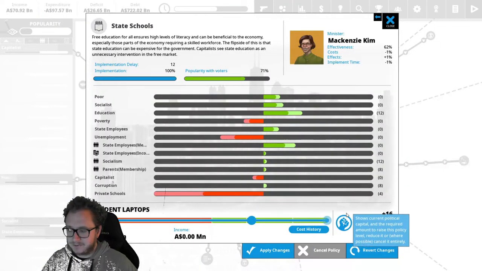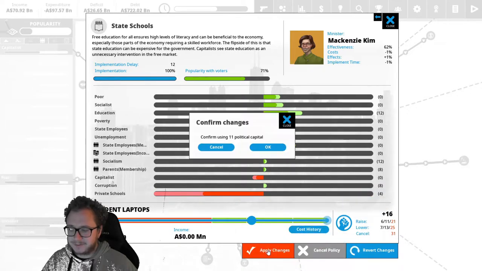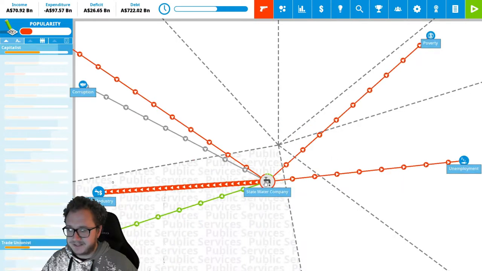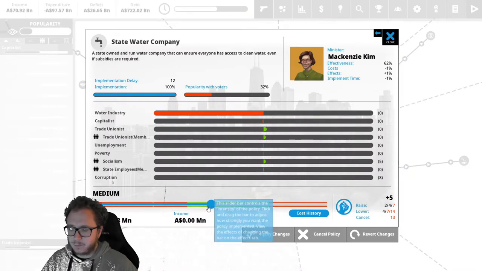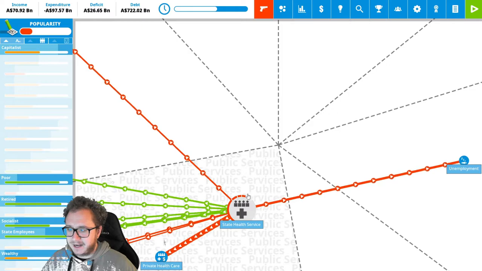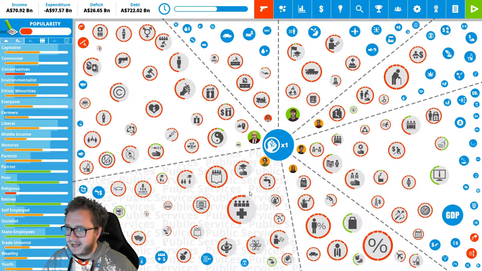Okay, so every student is now going to get a laptop. That's increasing our costs massively. I'm very aware of that. The state water company, we're going to fund that as well so that we don't ever end up with a food or water shortage again. I feel like that's very important.